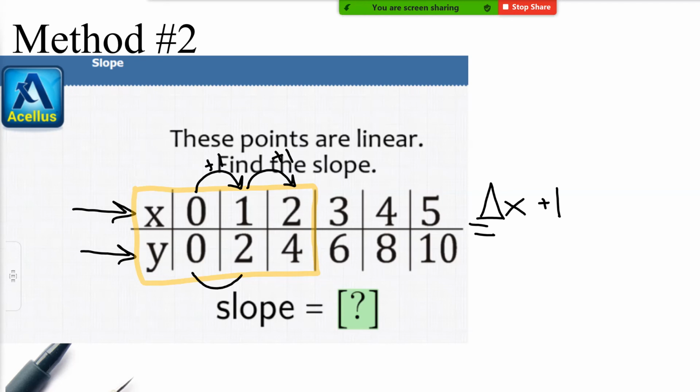Now, my rate of change in the y, notice that it increases by 2. Notice that it follows a pattern. The change in y is 2. However, you cannot call your fraction 1 over 2 because y rises to the top. Slope is the y on top, the x on bottom. And we have to remember that.